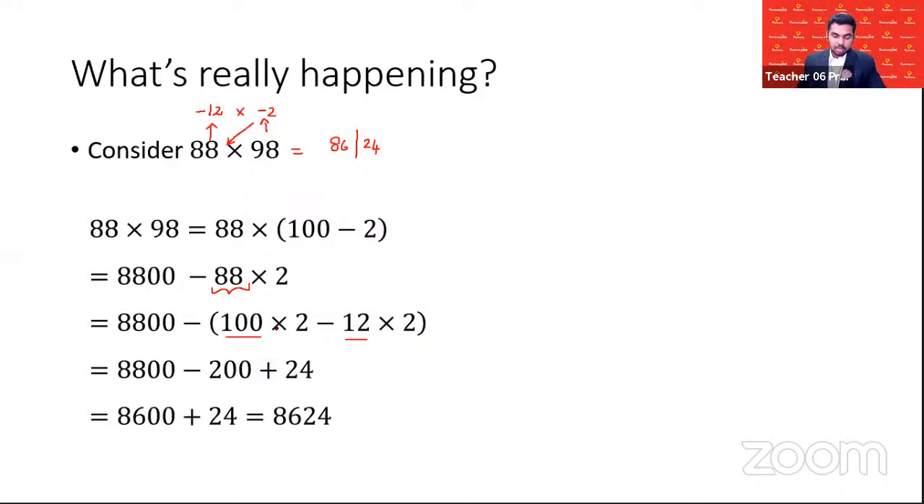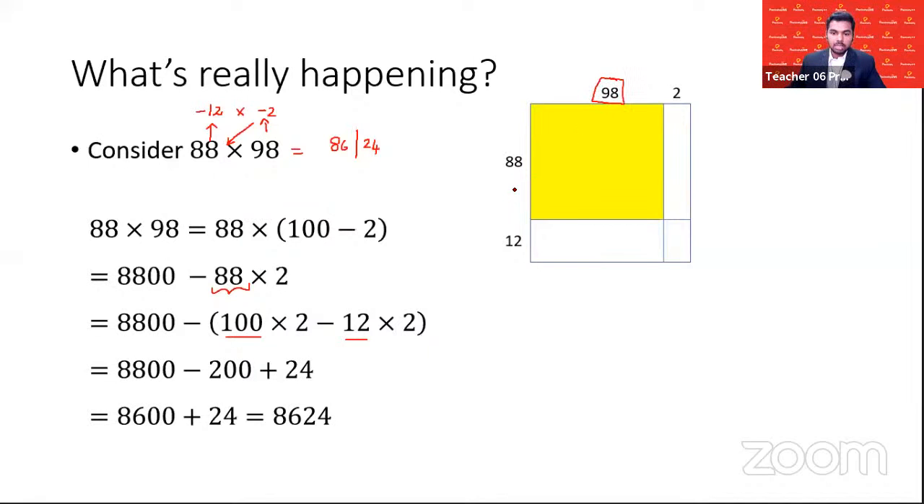Now let us do this particular calculation using figures. So here I have plotted this figure. So this is a square. This is a square of side 100. So we have two numbers to multiply. The first number is 98 and the second number is 88. So 88 is deficient by 12, 98 is deficient by 2.